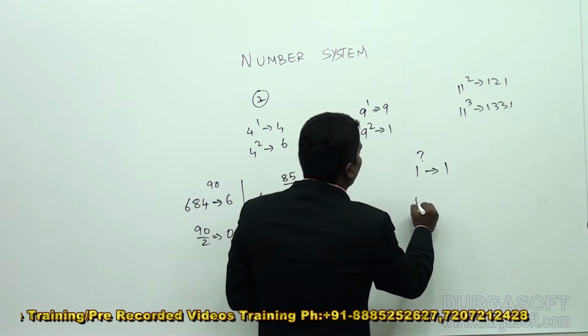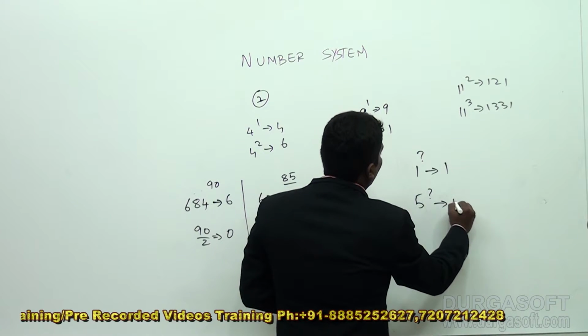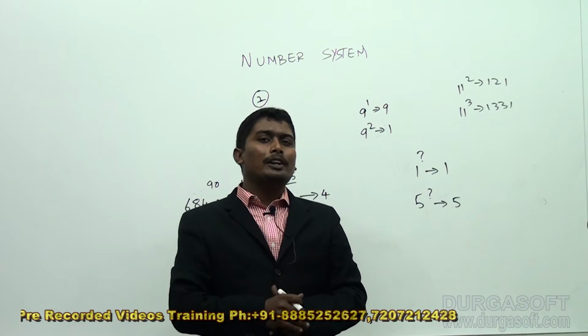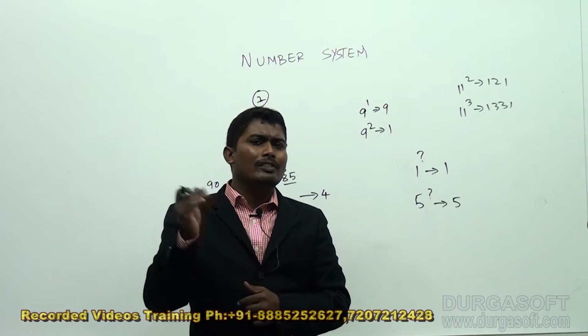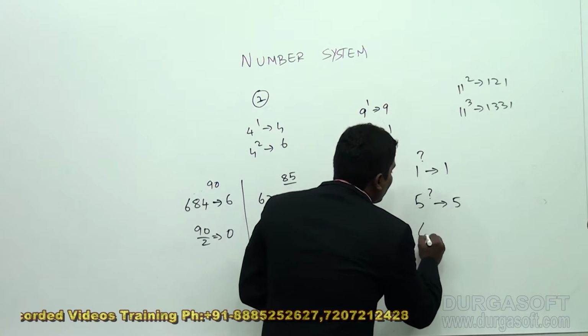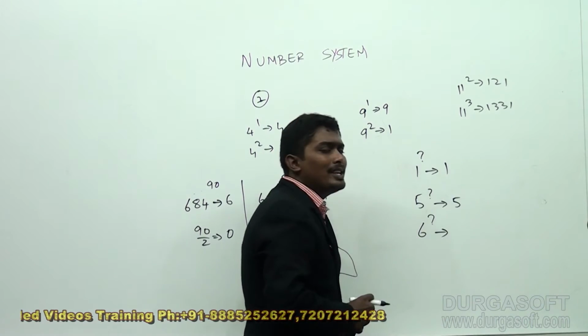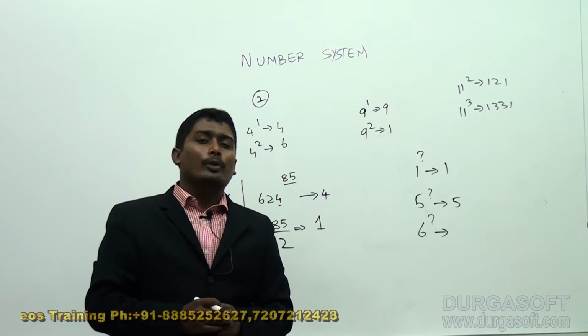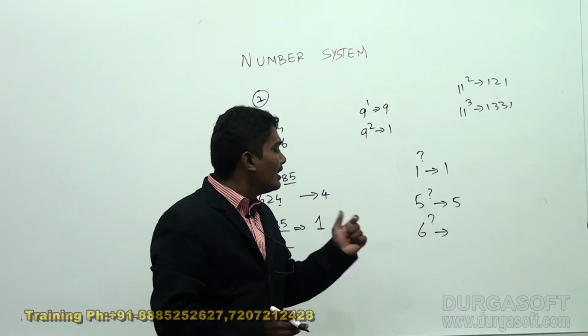Same is the case with 5. 5 to the power any number will always end with 5. 5 power 1 is 5, 5 square is 25, 5 cube is 125, 5 power 4 is 625. It will always end with 5. Same is the case with 6 also. 6 power any number will always end with 6. 6 power 1 is 6, 6 square is 36, 6 cube is 216, and so on.